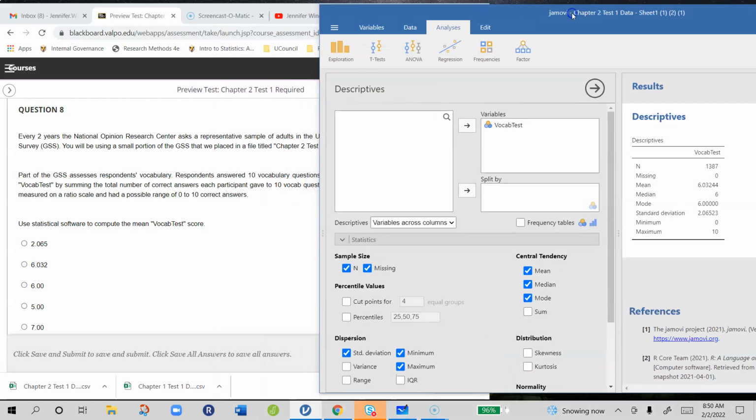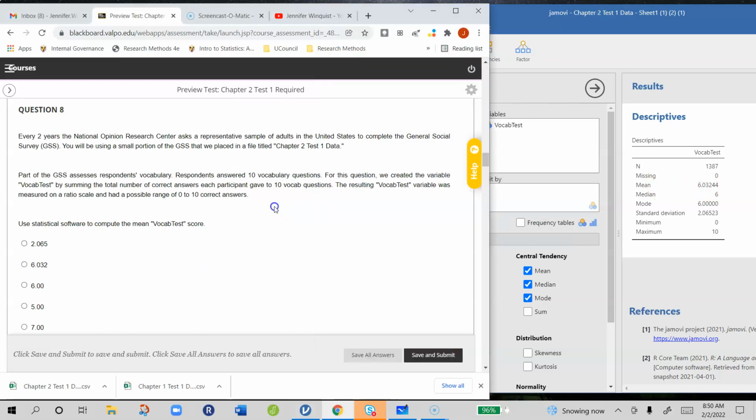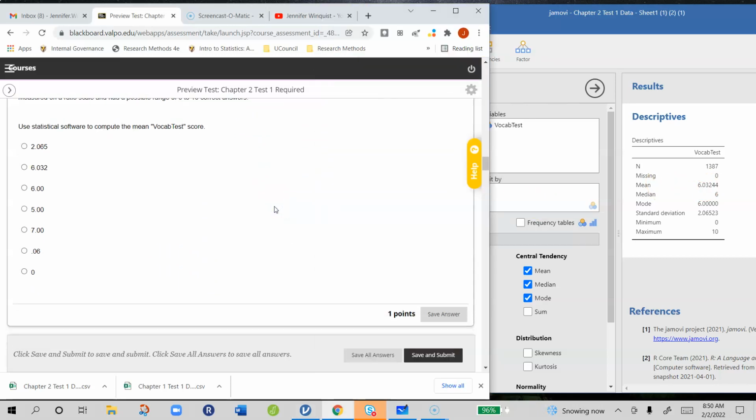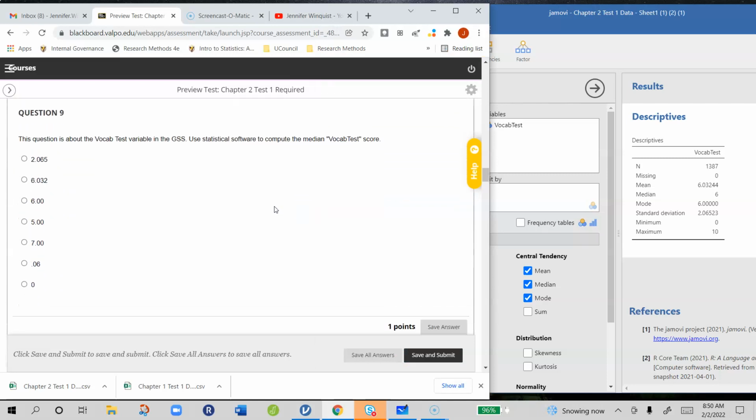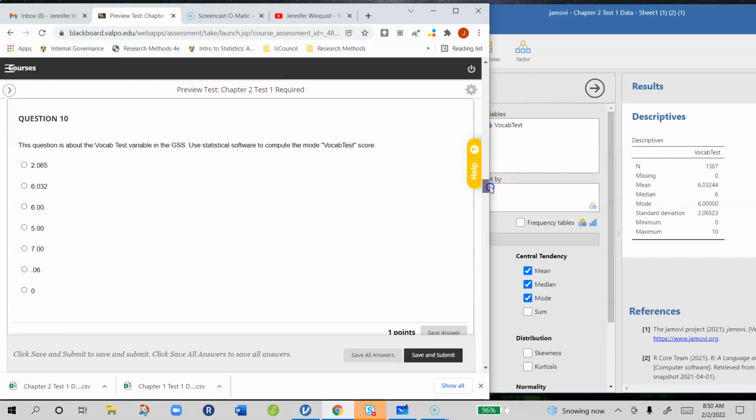All right. So this first question is asking us for the mean. Our mean is 6.032 for the vocabulary test. Okay. Next, we want to compute the median. The median in the output here is 6, the middle score in the distribution. And then we have the mode for vocabulary test, which is also 6.